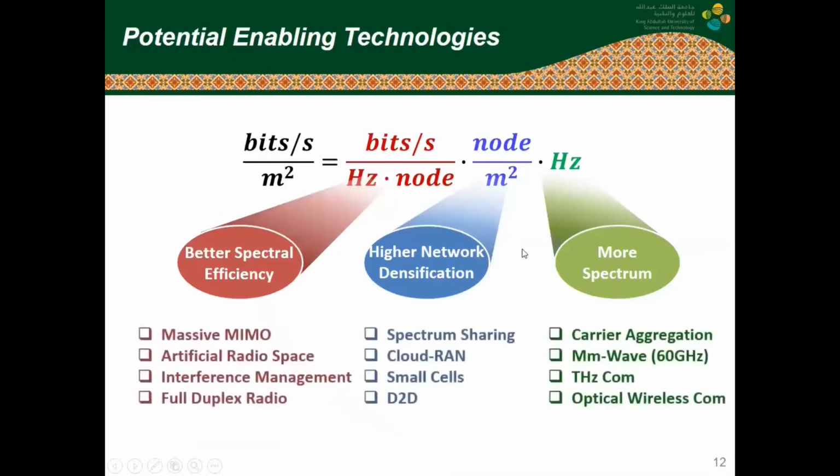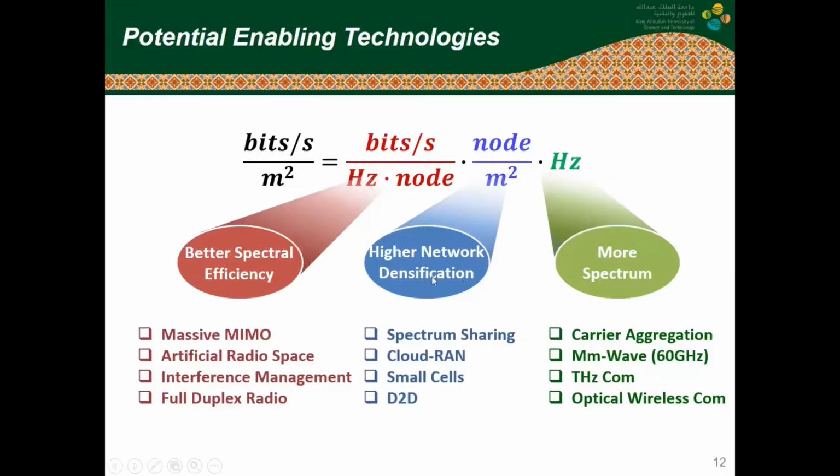And this leads us to this next slide, where we list some of the key technologies that are being pursued worldwide. So to improve spectral efficiency, there is a lot of work on massive MIMO, artificial radio space, smart reconfigurable or reflecting surfaces, which is also quite a trendy topic, interference management, and full duplex radio. All of these approaches have as an objective improving the spectral efficiency of systems.